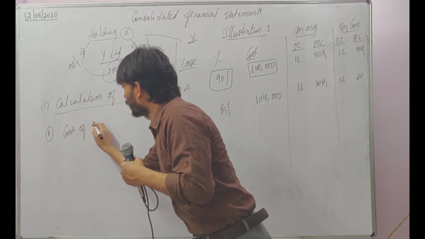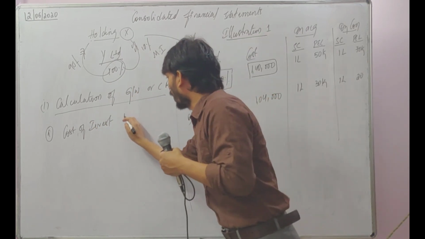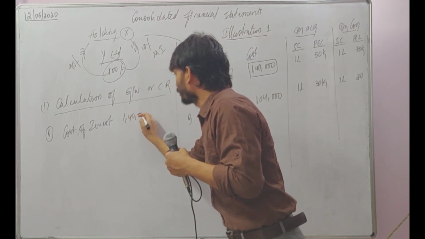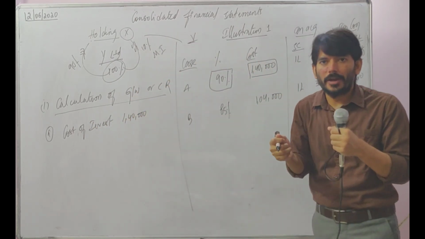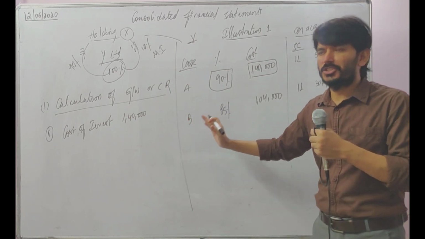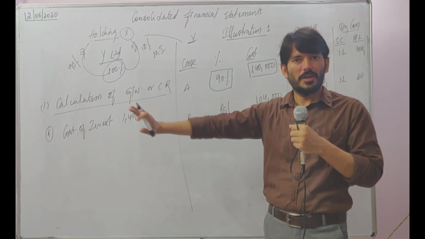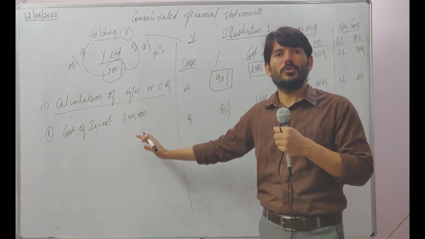Cost of investment. How much are you paying? 1,40,000. See, I am trying to elaborate it, the only reason being that for the upcoming illustrations, you can use the same logic. Be the question whatever it could be, use the same logic and you'll get the answer.